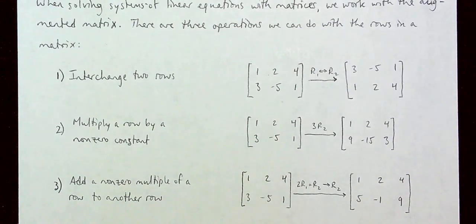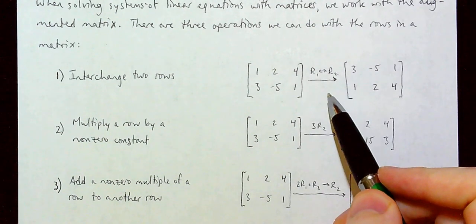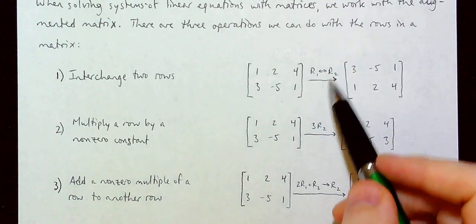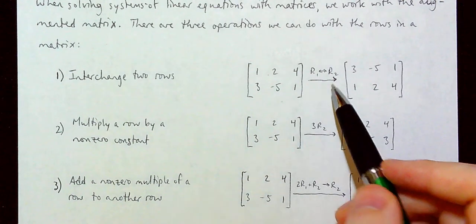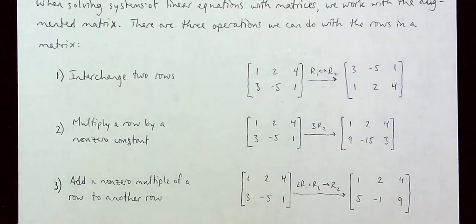And when we do some kind of operation with the rows in our matrix, we do specify what is being done. And we do draw arrows from one matrix to the next to show what operation is being done. If you want to switch two rows, we do R1 and then an arrow pointing both ways, and then R2.